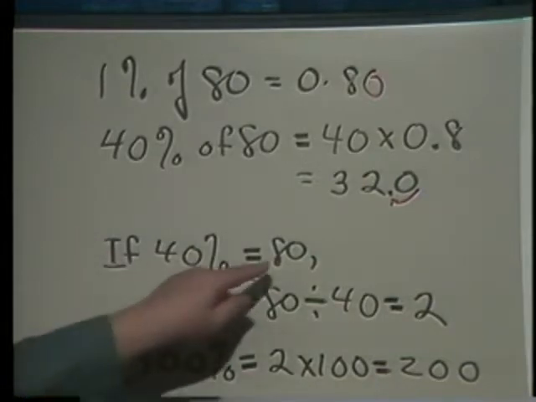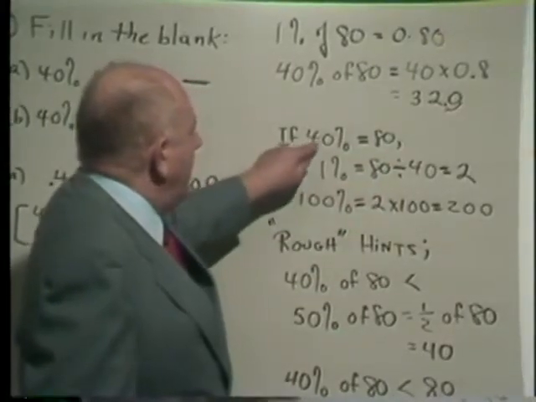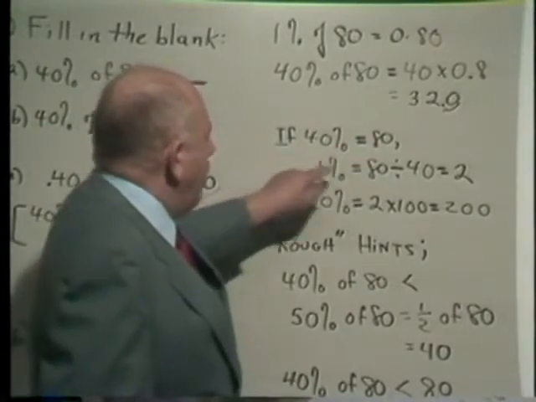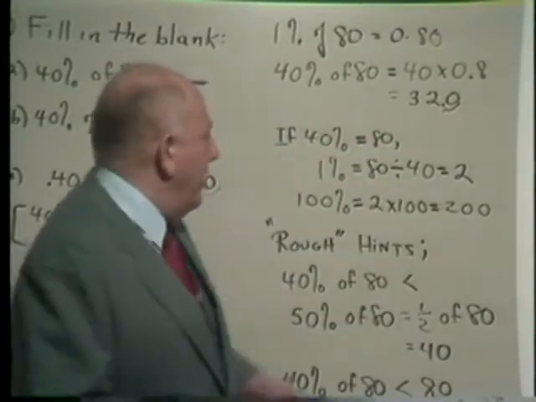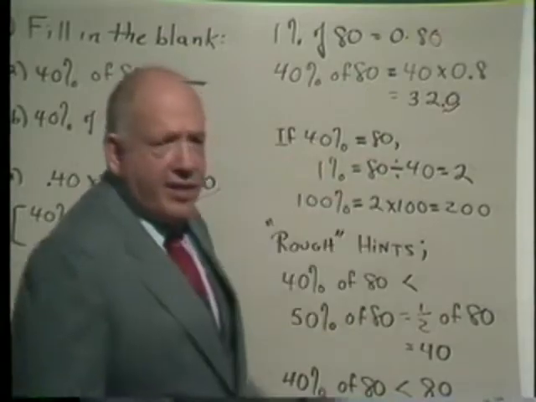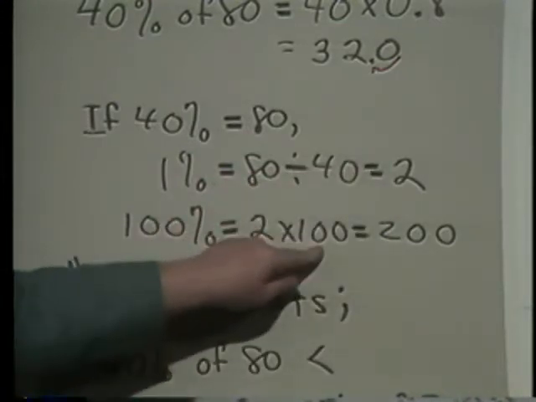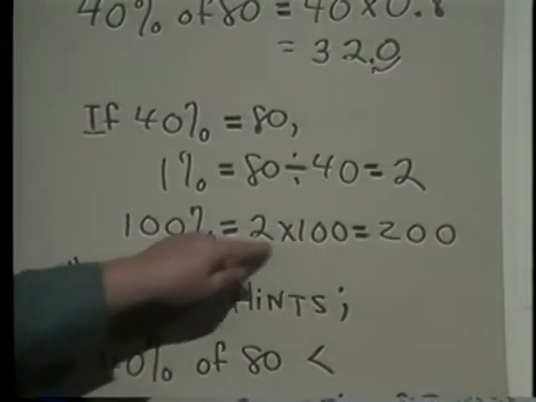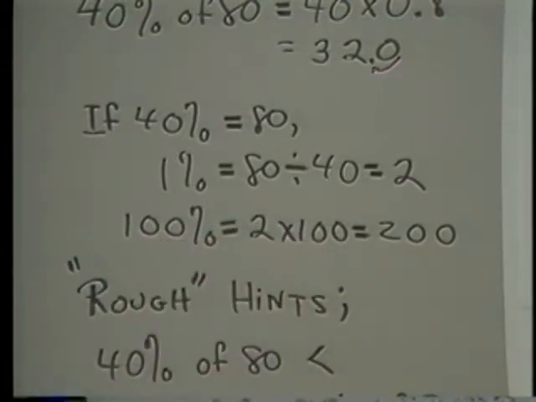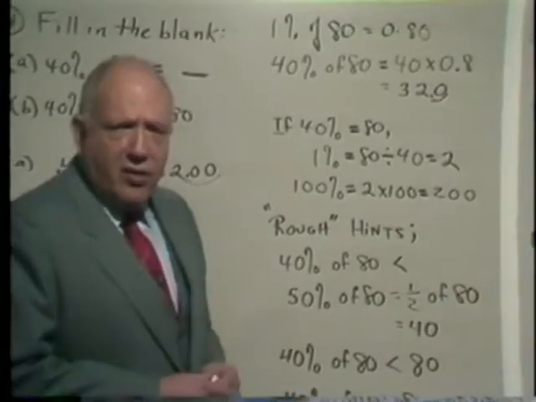If 40% is 80, see, if 40 times something is 80, each one must be 80 divided by 40, right? If you can buy 40 for 80 cents, each one must have been 2 cents. See, if 40% is 80, 1% is going to be 80 divided by 40, which is 2. 100% is 1% 100 times. If 1% is 2, 100% is going to be 2 times 100, which is 200. So there's lots of ways of doing these things.